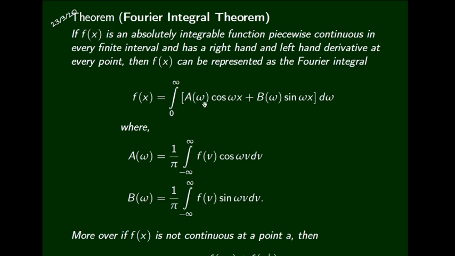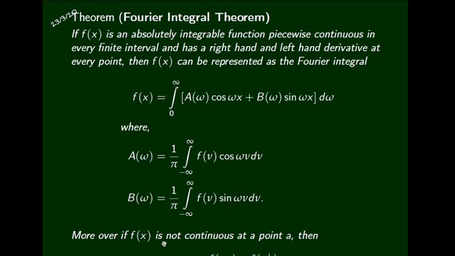Our aim is to find out this a of omega and b of omega and substitute that in this integral. So a of omega is equal to 1 by pi integral minus infinity to infinity f of nu cos omega nu d nu. Here nu is the dummy variable. B of omega is equal to 1 by pi integral minus infinity to infinity f of nu sin omega nu d nu. The purpose is writing f of x as an integral, and this integral involves two coefficients, and we evaluate these coefficients using this dummy variable nu. We evaluate this a of omega and b of omega and substitute in this expression.